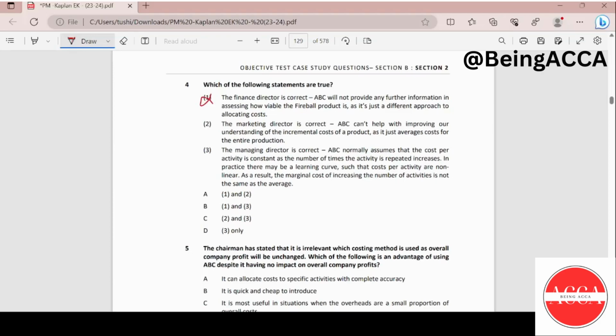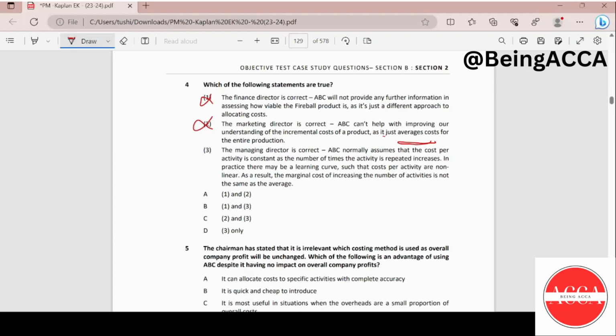Then moving to the second statement, the marketing director is correct. ABC can't help with improving our understanding of the incremental costs of the product, as it just averages costs for the entire production. So ABC can actually be more helpful with accuracy of the costs. However, the accuracy also depends on identifying the cost drivers. It does not just average the cost, it takes out the cost drivers. So if you are estimating the cost drivers, maybe you take up wrong drivers. The conclusion can be correct, but the reason that the marketing director has given is not correct. So let's read the third statement.